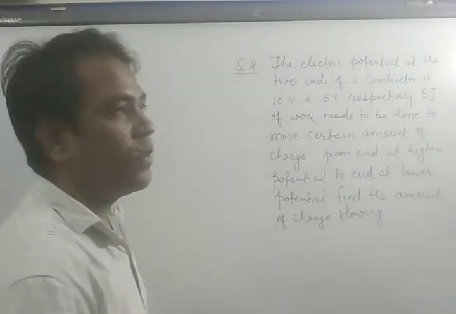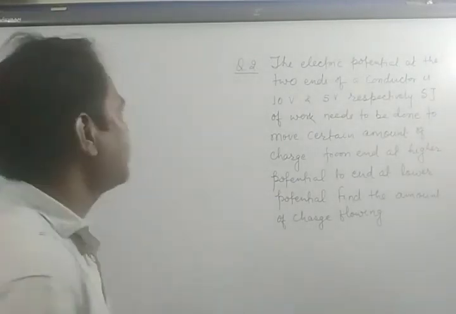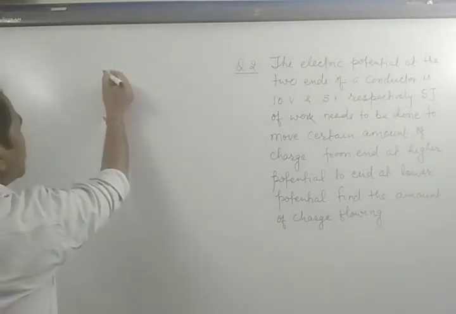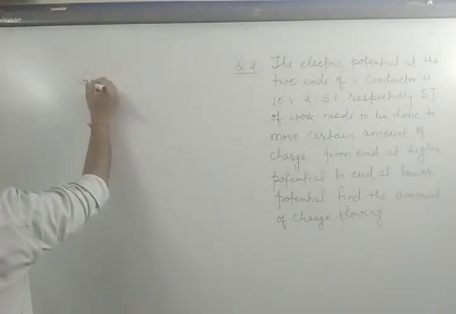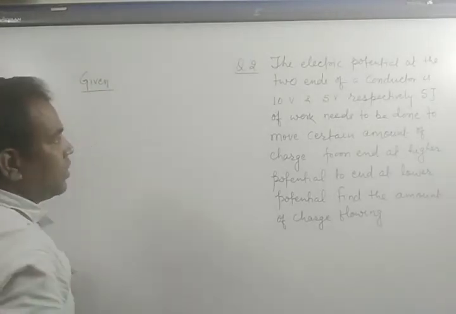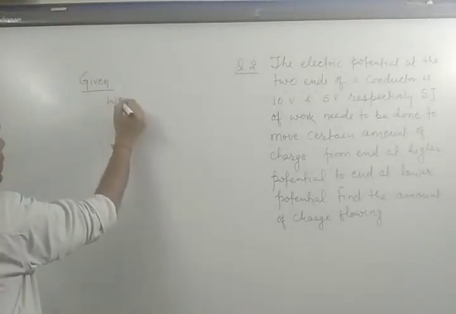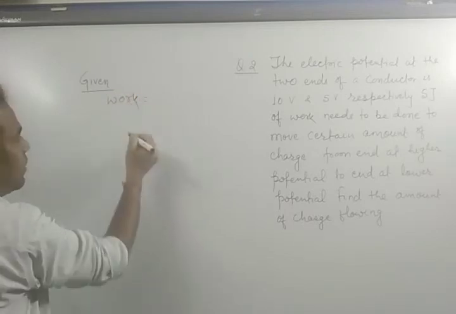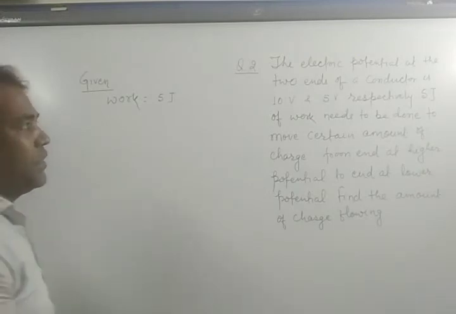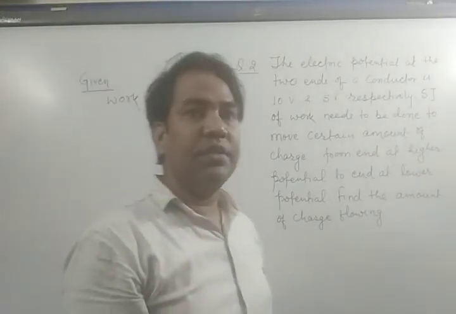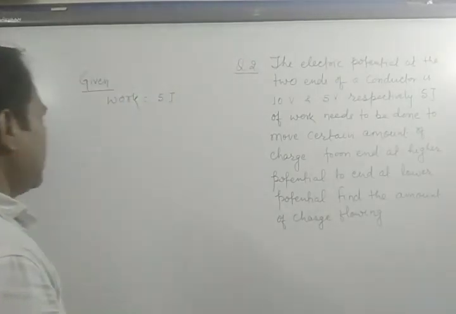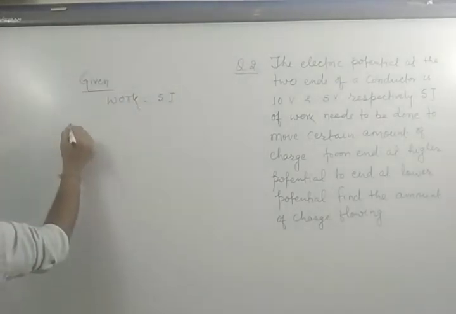So first of all, what we know. What is given in the question? Work is given, 5 joule. But potential difference is not given. So we can find the potential difference.